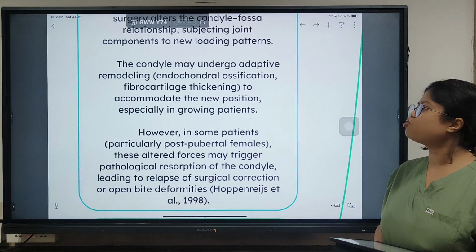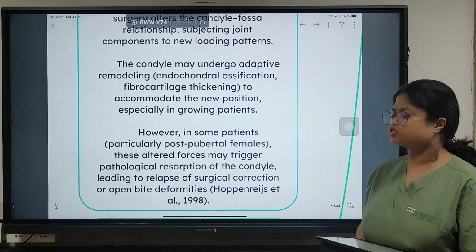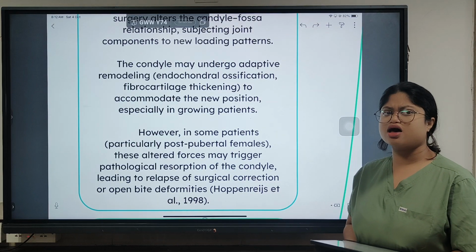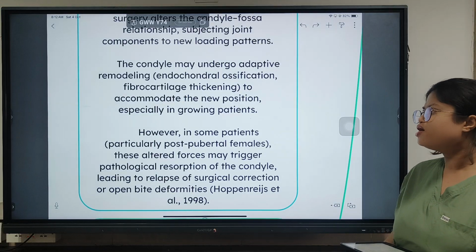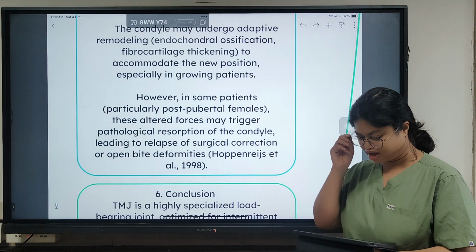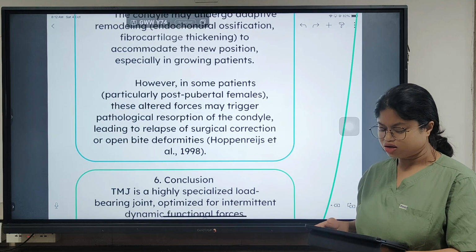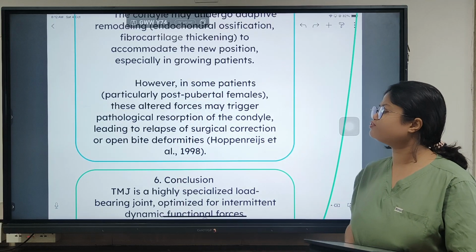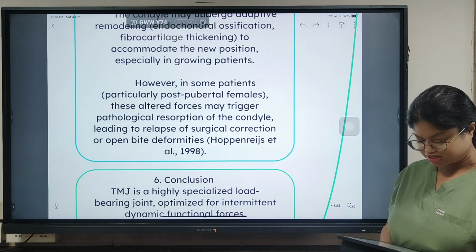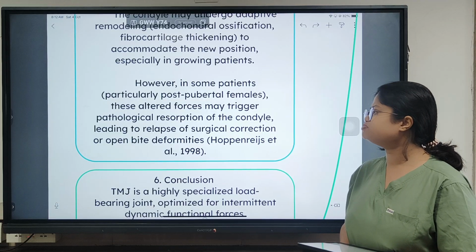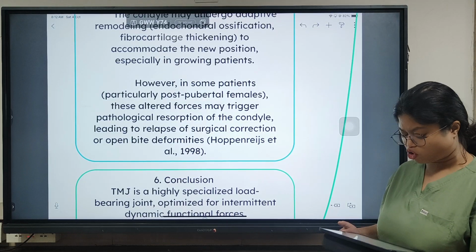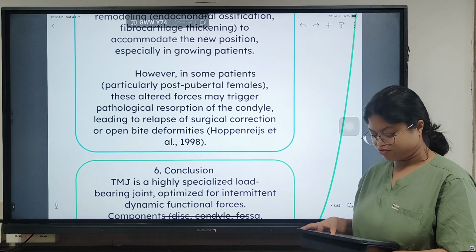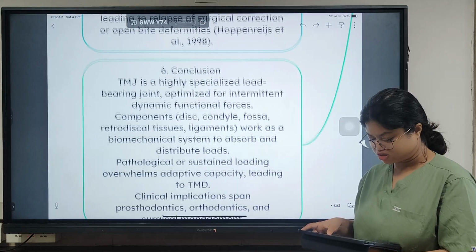The condyle may undergo adaptive remodeling through endochondral ossification, as I already told, and fibrocartilaginous thickening to accommodate the new position, especially in growing patients, that is the pediatric population, and the adult population. But in some patients, specifically post-pubertal females, it is seen that these altered forces may trigger a pathological relationship of the condyle, leading to relapse of the surgical correction or open bite deformities. It was shown through a study.